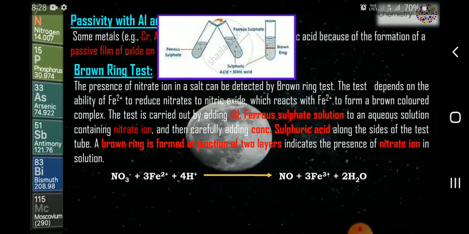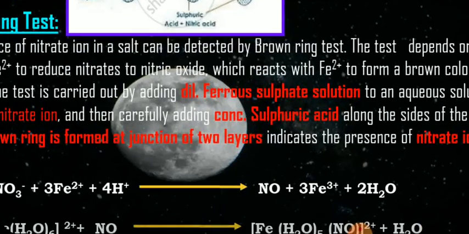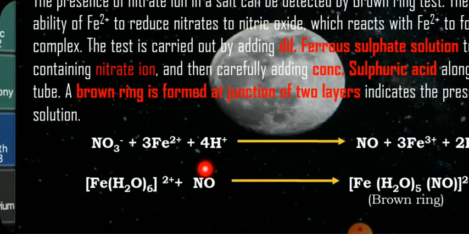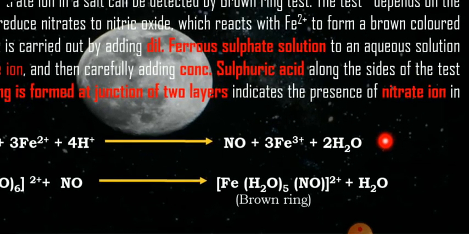In the second step, look at this reaction. The nitric oxide NO formed on treatment with Fe+2 in the first step reacts with this complex ion Fe(H2O)6 2+. This is formed in the reaction media because we have added FeSO4 in aqueous media. This complex ion Fe(H2O)6 2+ reacts with the nitric oxide, forming a coordination complex ion [Fe(H2O)5NO]2+. So this complex is nothing but the brown colored ring.